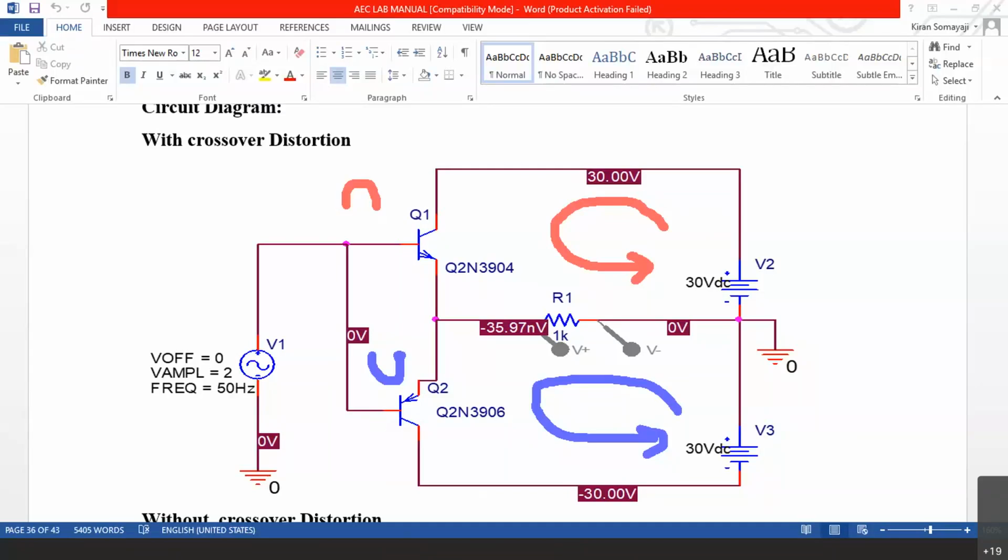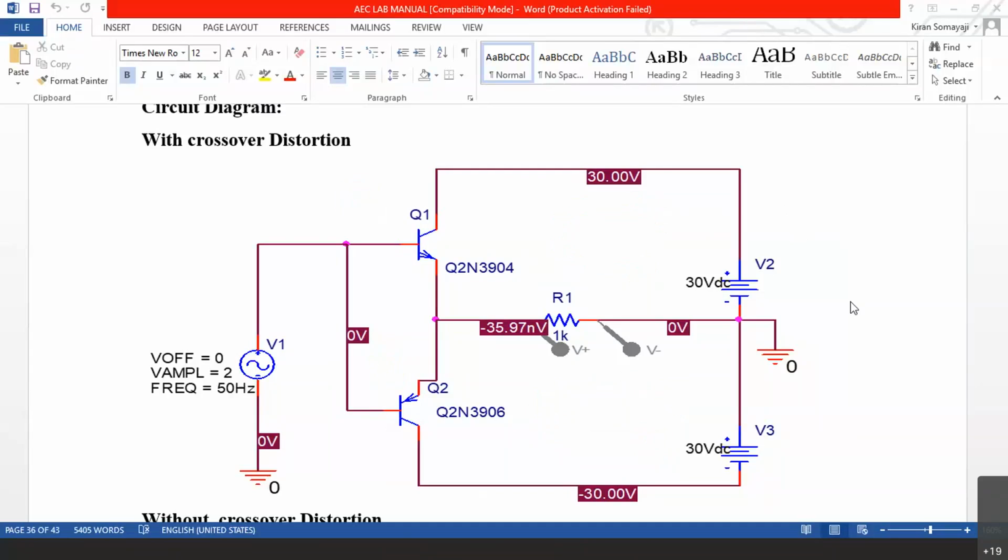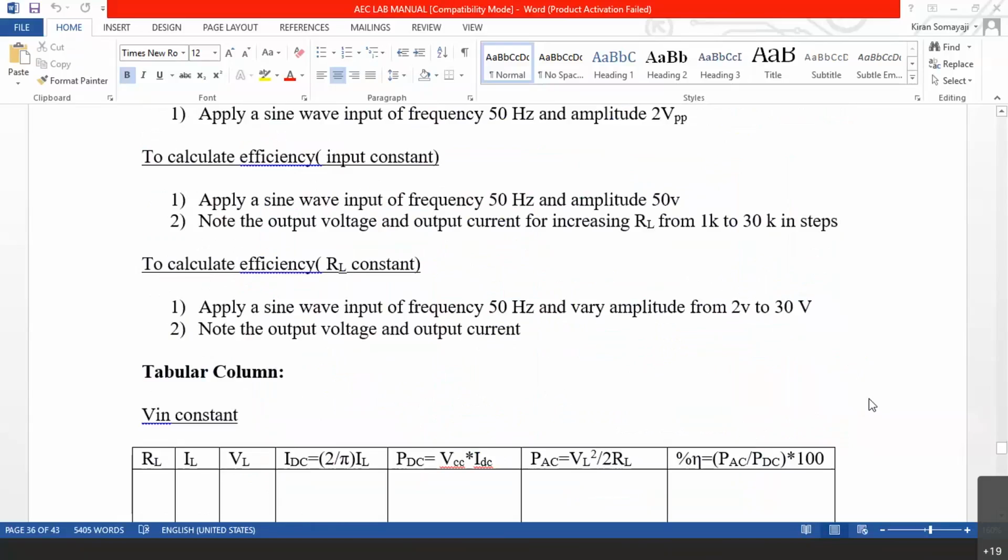Now with this circuit, we have one particular problem called crossover distortion. Until the input reaches 0.7 volts, Q1 will not conduct, and until the input reaches minus 0.7 volts, Q2 will not conduct. So in between 0.7 and minus 0.7, neither Q1 nor Q2 is on, and at that time there will be no current supplied to the load. I'll show you the waveform now.